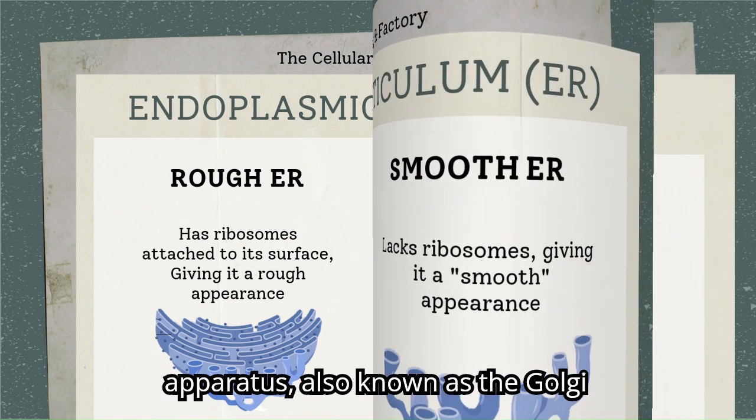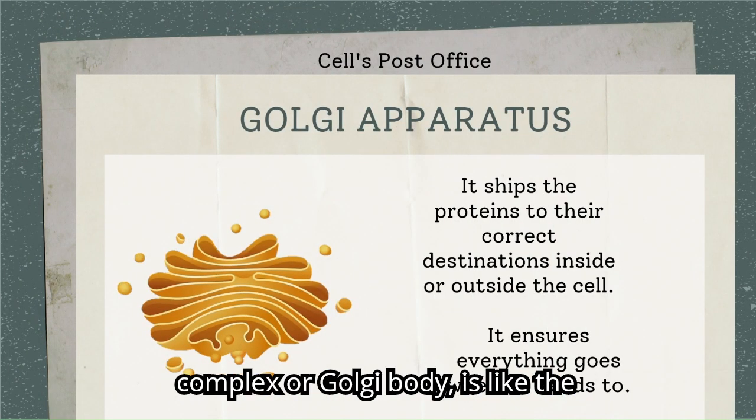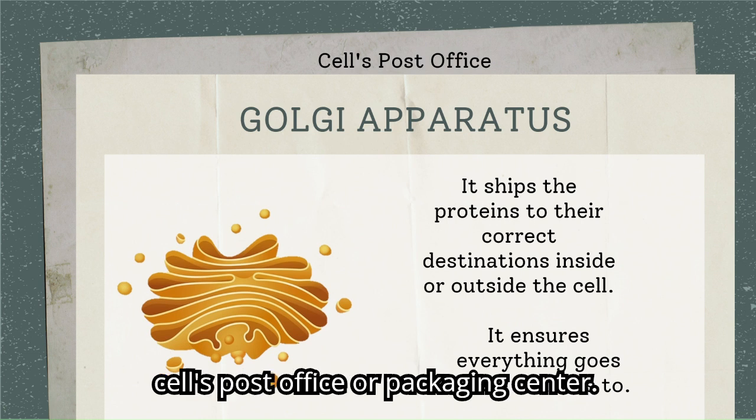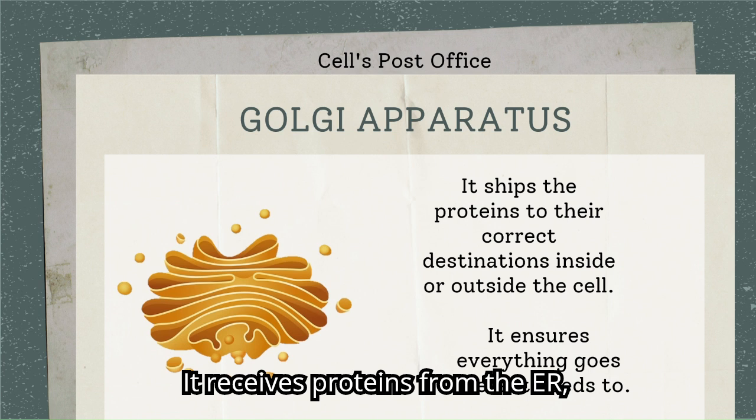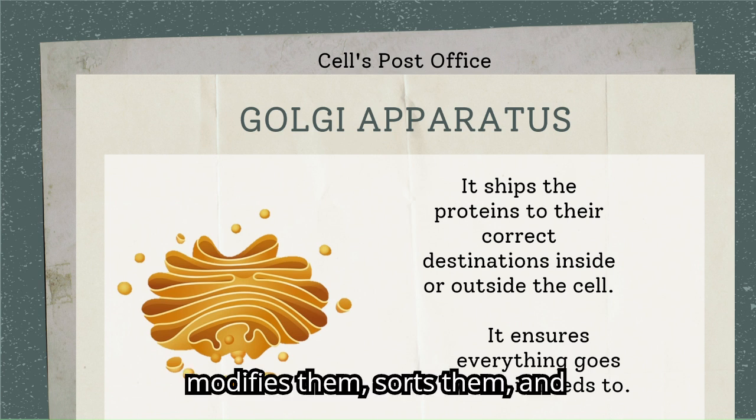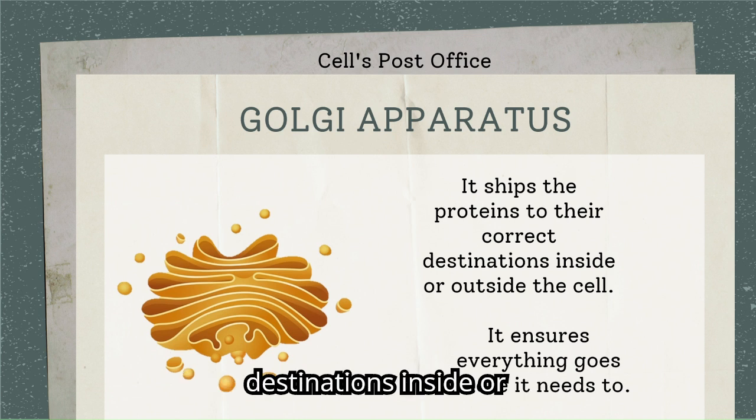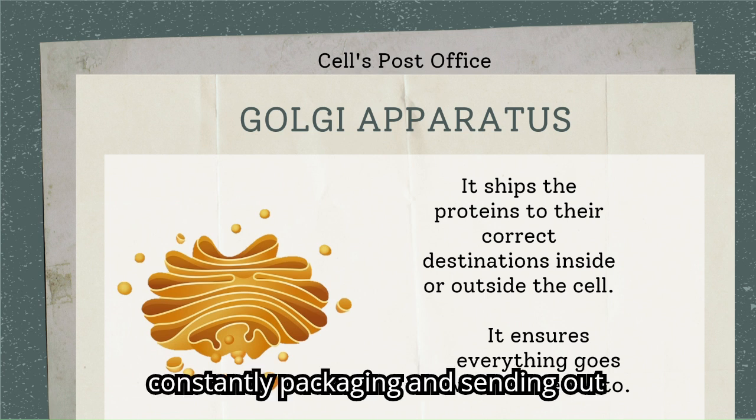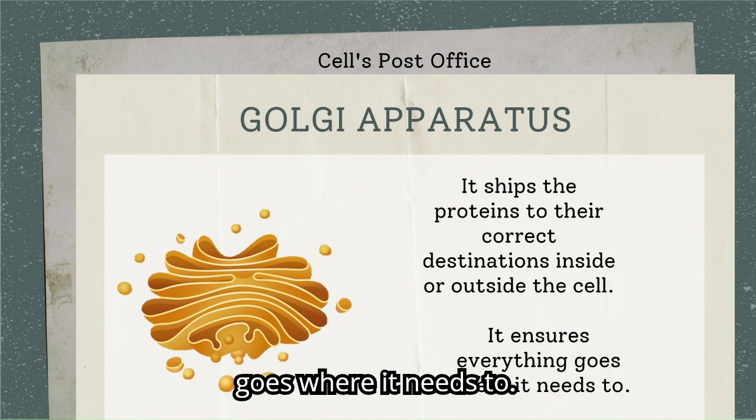The Golgi apparatus, also known as the Golgi complex or Golgi body, is like the cell's post office or packaging center. It receives proteins from the ER, modifies them, sorts them, and then ships them to their correct destinations inside or outside the cell. It's constantly packaging and sending out cellular products, ensuring everything goes where it needs to.